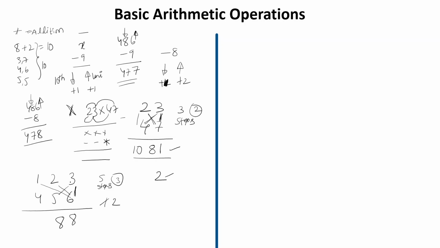Now the next step. 6 1s and 3 4s and 2 5s. So 6 1s are 6, 3 4s are 12, 12 plus 6 is 18, 18 plus 2 into 5 is 10, it is 28, 28 plus 2 is 30. Now I will write 0 here and carry 3. Now 5 1s, 2 4s are 8, and 5 1s are 5, it is 13, 13 plus 2 is 15.